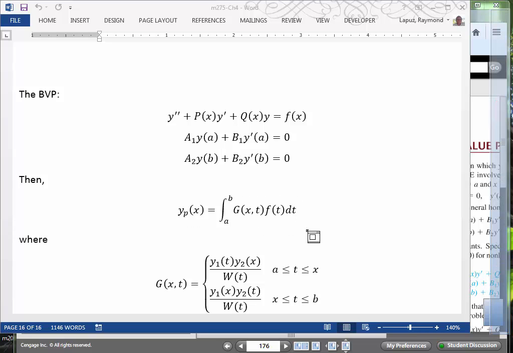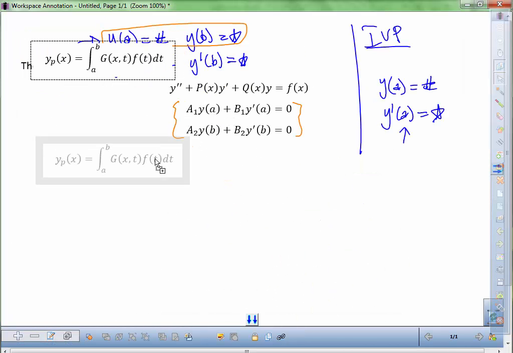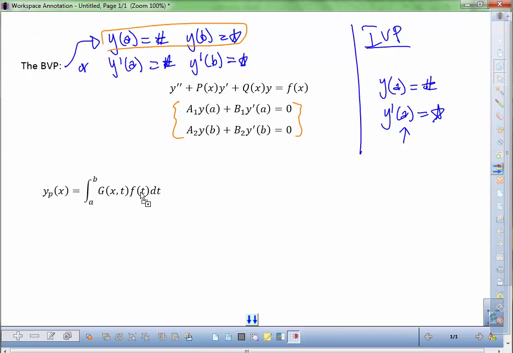If we're interested in finding a particular value, we have to be careful about how it's structured. Initially, it looks like it's structured the same way that we would see y of x is equal to this. But there's something tricky here, in that Green's function is not that nice function of x and t that we saw earlier. Instead, Green's function is actually a piecewise function.